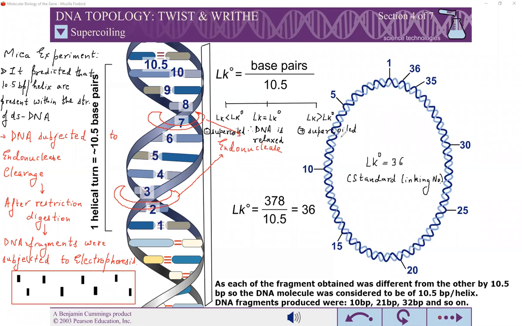Please note this particular relationship between the different Lk naught values. This relationship is of the most important type. Lk less than Lk naught, negatively supercoiled. Lk greater than Lk naught, positively supercoiled. So if the linking number increases to 37, positively supercoiled. If the linking number decreases from 36 to 35, DNA is said to be negatively supercoiled.